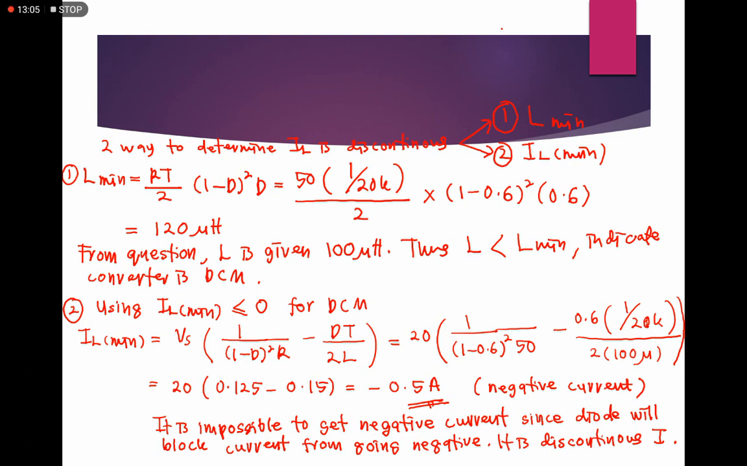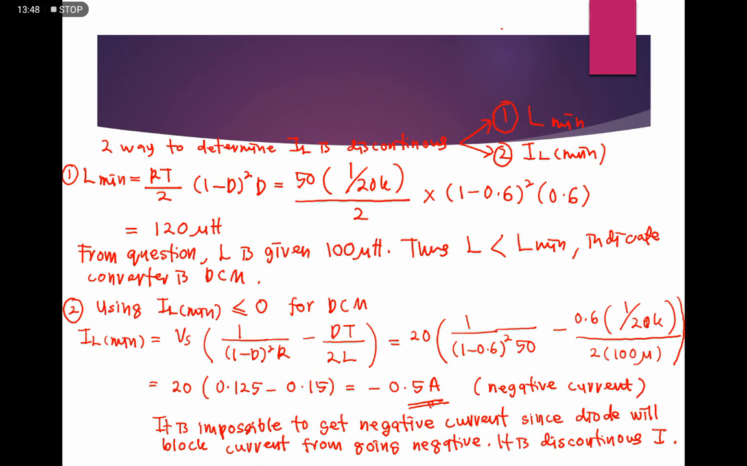If we are using the IL min equation to indicate whether the inductor current is discontinuous, you need to make sure that your IL min is either 0 or less than 0. In calculation there is no problem, you can get negative current, but in practical, there is no way you can get negative current because we have the diode inside the circuit. This diode will block the current from going to the negative region. So the least amount of current will be at 0.